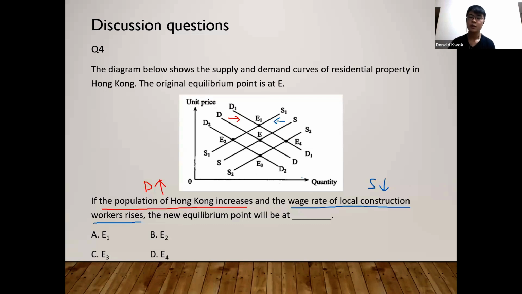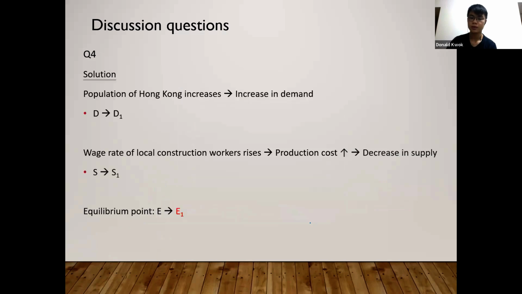To determine the new equilibrium point, it is simply the intersection between the new demand and new supply. So the intersection between D1 and S1 will give us the answer. Okay, E1 is the new equilibrium point. All right, so that's all for question 4, and we'll move on to the next one. Please take a look.